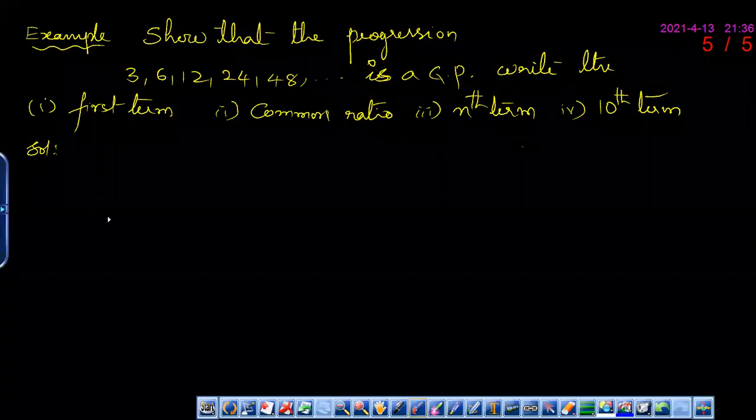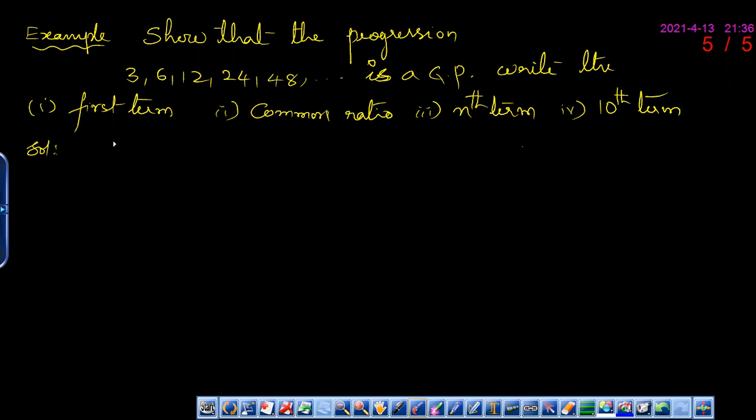Note down the problem. Show that the progression 3, 6, 12, 24, 48 is a GP. Write the first term, common ratio, nth term and 10th term. First let us see whether the given series is in geometric progression or not. For that we need to find the common ratio. If the common ratio is the same, then the given numbers form a geometrical progression.